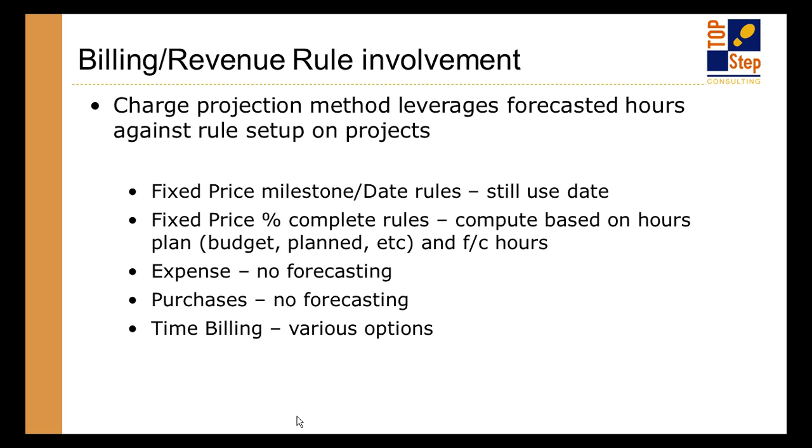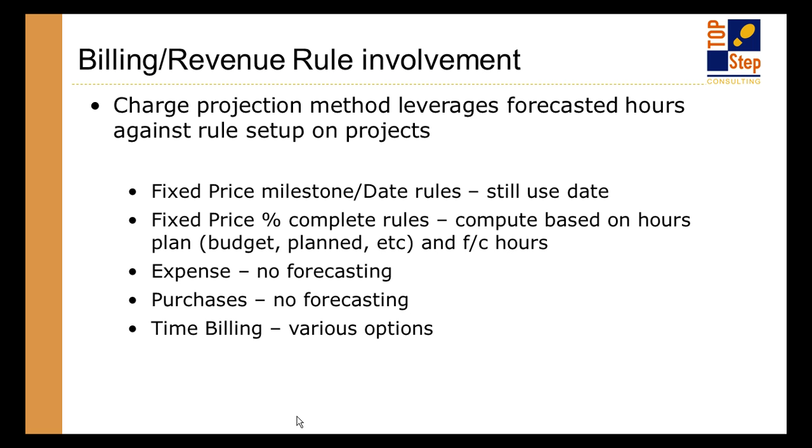So what happens from a forecasting perspective with these? If it's anything related to fixed fee, it's going to rely on dates. That's the only thing it can really rely on. If you have something like a fixed fee percent complete, so bill this much upon completion of this milestone, in the system it'll look at the date of the milestone and it will basically use that as its forecast method. So it's really a date focus on your milestone rules.